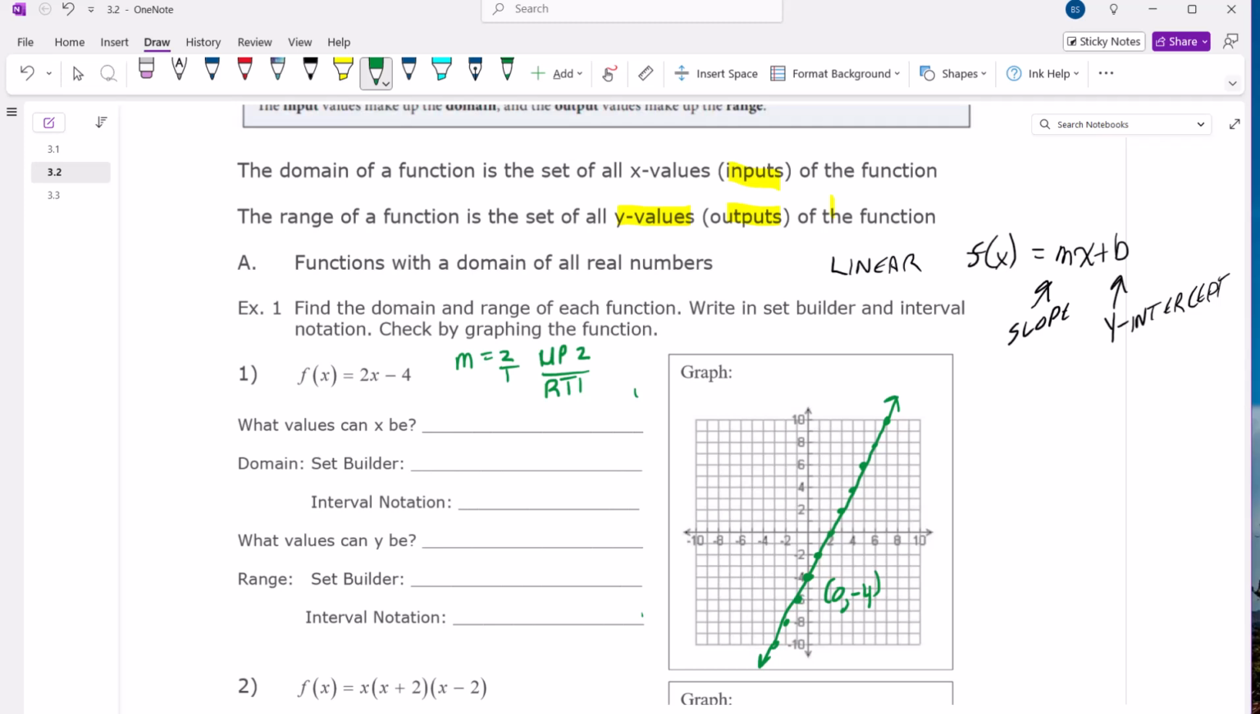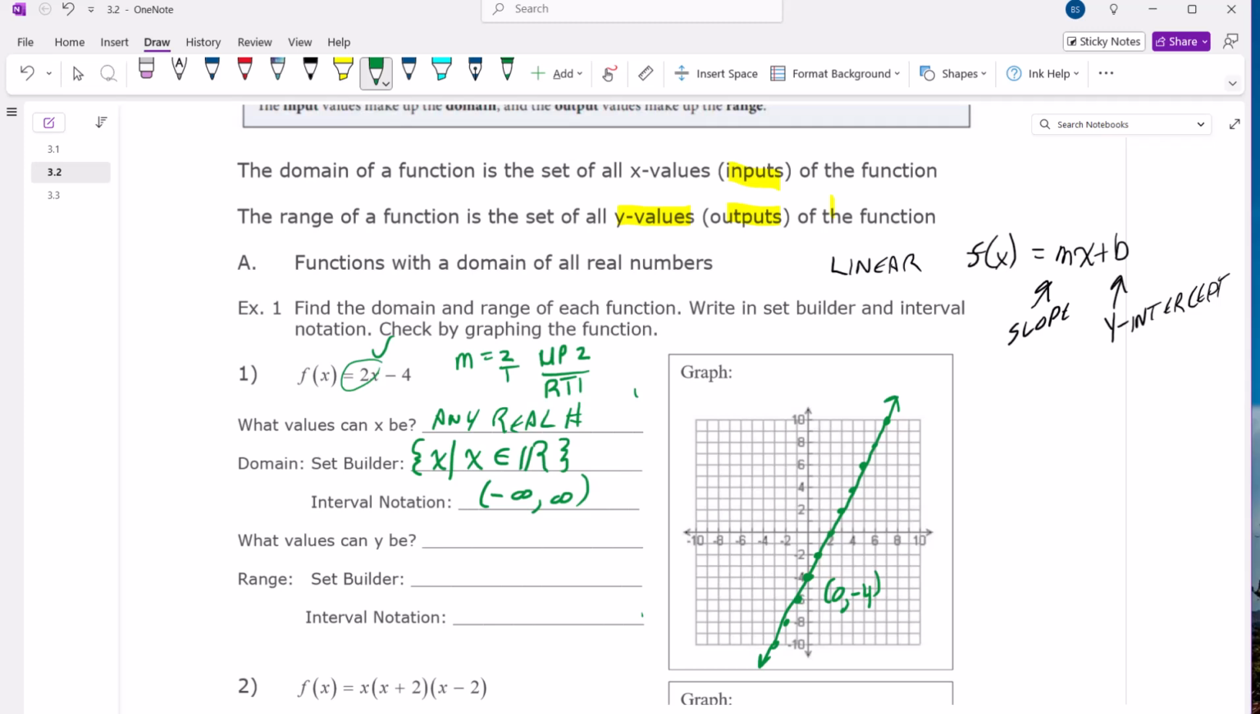If we're looking at the domain, what can x be? Well, you can multiply any number by 2, so that means it can be any real number. If we wrote this domain in set builder notation, again we use a set. We say set of x since it's a domain, and then we use this symbolism that x is any real number. In interval notation, that'll be -infinity to infinity.